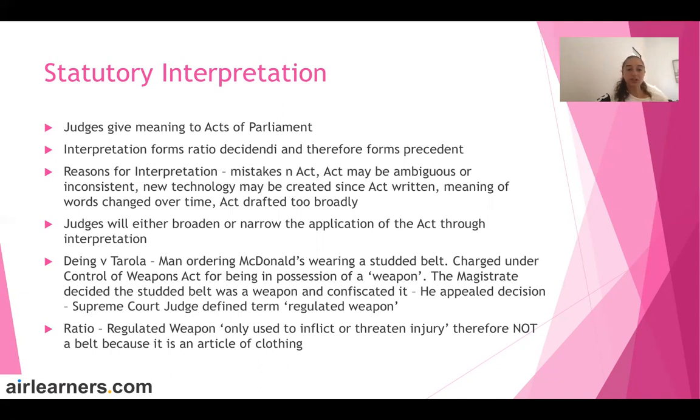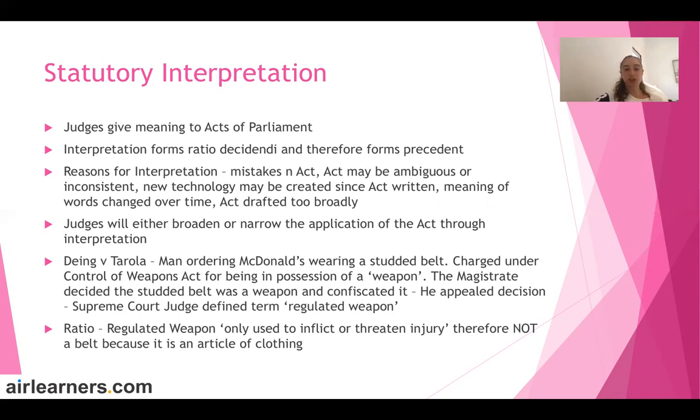An example of statutory interpretation being used is the case of Dean v Tarola. So a man was wearing a studded belt and he was charged under the Control of Weapons Act for being in possession of a weapon. And the magistrate found him guilty and they confiscated the weapon. He appealed his decision and the Supreme Court judge defined the term regulated weapon.